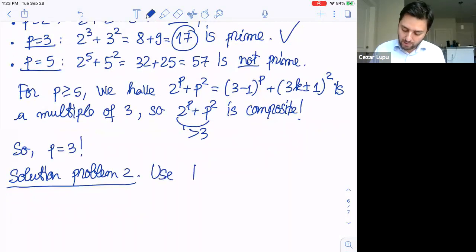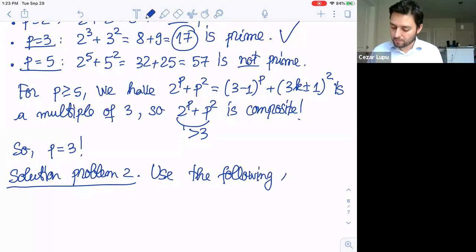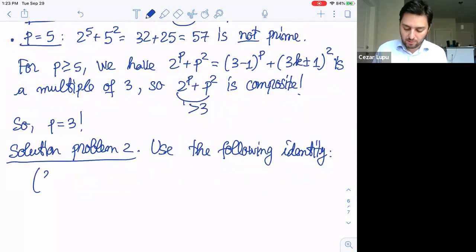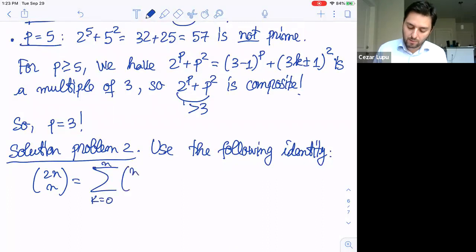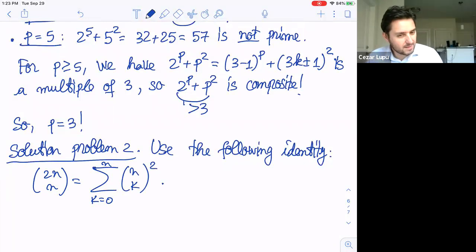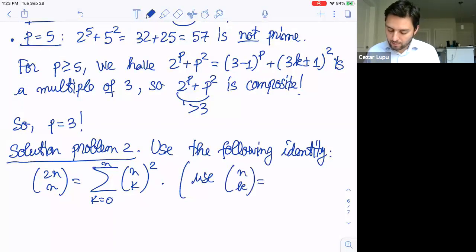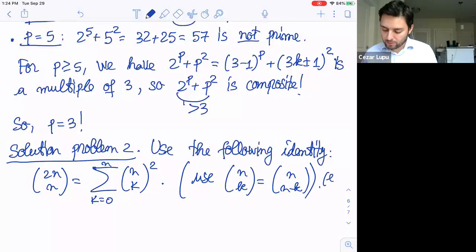So use the following identity. And I think I've done it last week in the first lecture, which says that 2n choose n is the sum of this guy, and this n choose k squared. Remember this? Did I do this? Anyway, keep this in mind. So for here, use n choose k is the same as n choose n minus k. If you want to prove it, I'll leave it to you as an exercise.